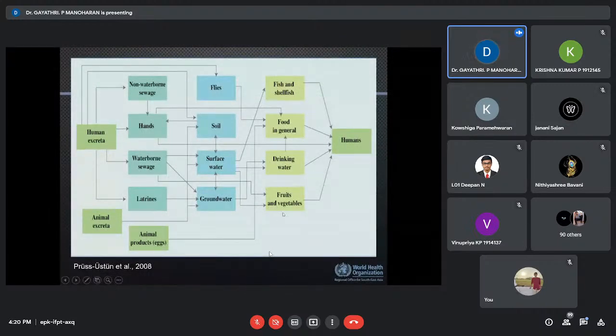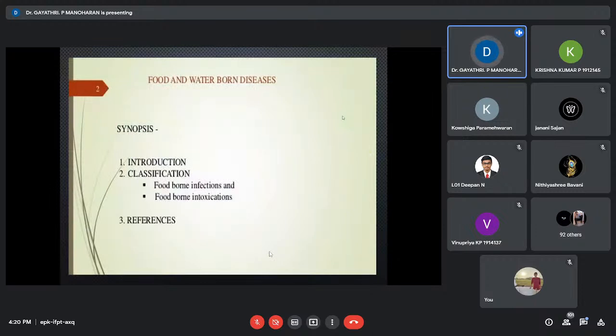And then fruits and vegetables which grow on the surface of the soil, if we take them without washing or without proper precautionary measures, we can also get infection. This is the main source or main cycle of food and waterborne diseases.